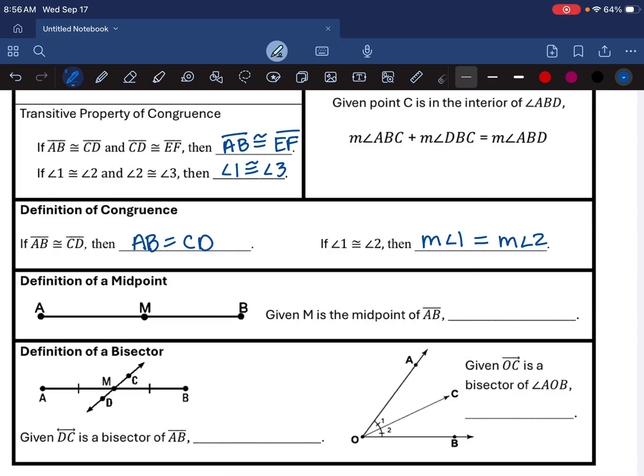Definition of midpoint. Have we already talked about midpoint this year? What do we know the midpoint does? What does a midpoint do to a segment? It is in the middle, but then what does that tell you about each part? They're equal to each other, right? So, then what do I know? If M is the midpoint of AB, what would we know?